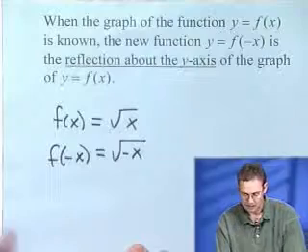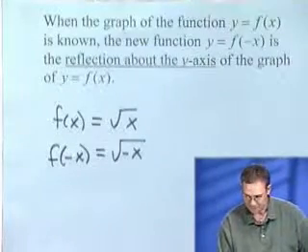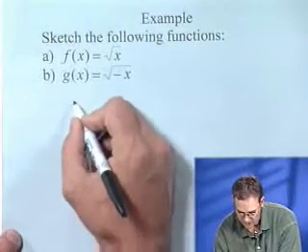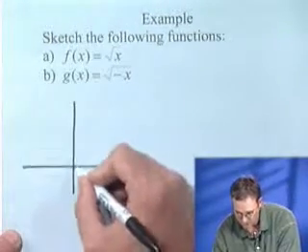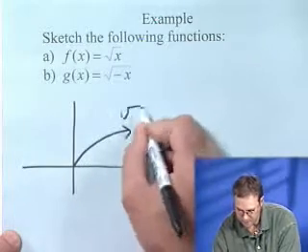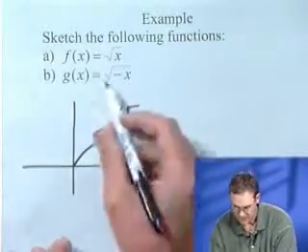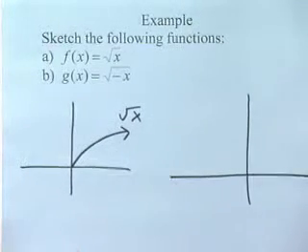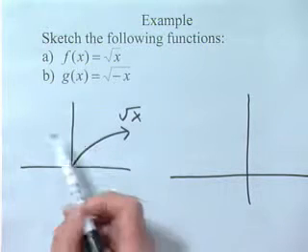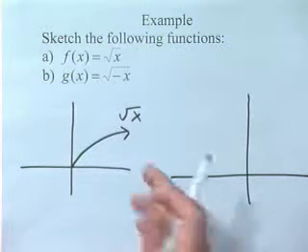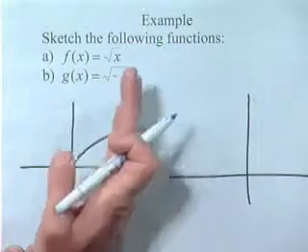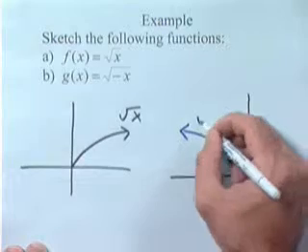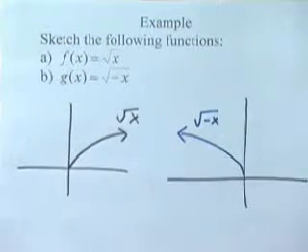Now let's take a look at what those functions look like. So we know again what the square root of x looks like. Now we have to figure out, what does the square root of minus x look like? Well, according to my rule, it's just going to be a reflection about the y-axis. So I'm going to take this function here, I'm just going to flip it across the y-axis, and I've got it.